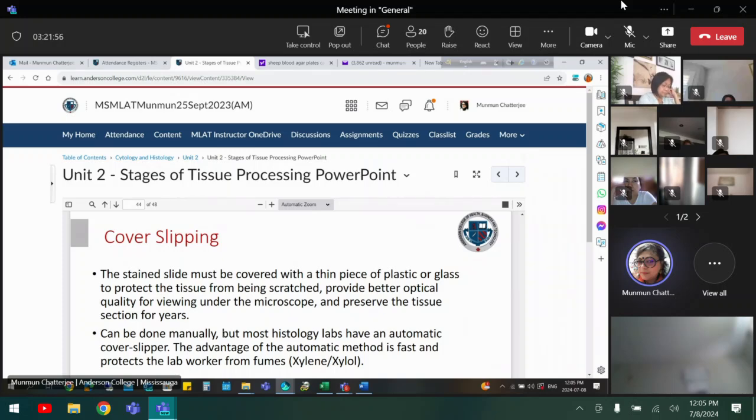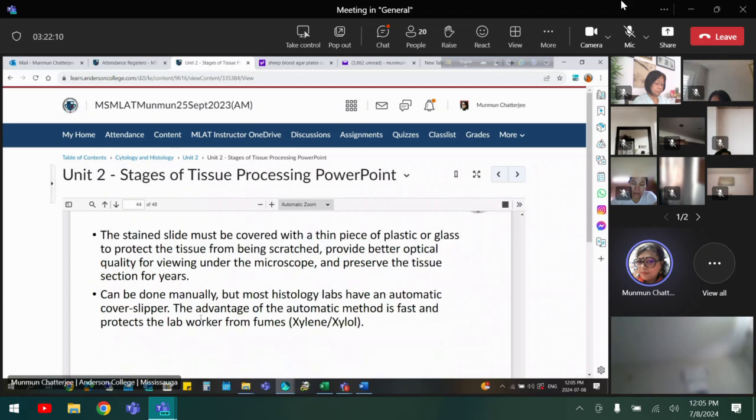Then cover slipping. The stained slide must be covered with a thin piece of plastic or glass to protect the tissue from being scratched, provide better optical quality for viewing under the microscope, and preserve the tissue section for years. It can be done manually, but most histology labs have an automatic cover slipper.